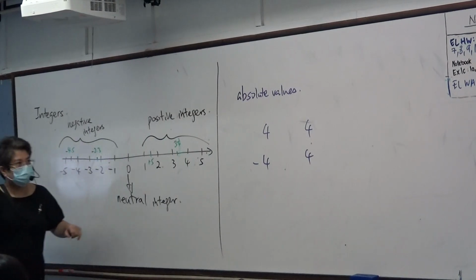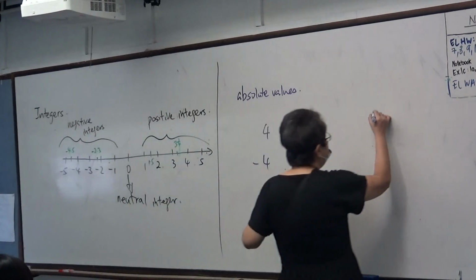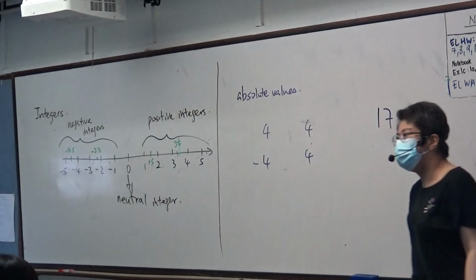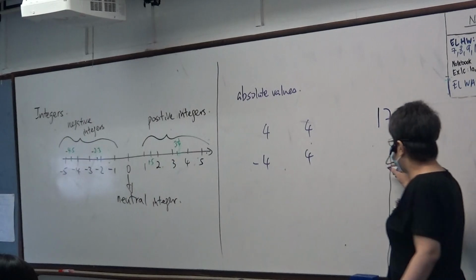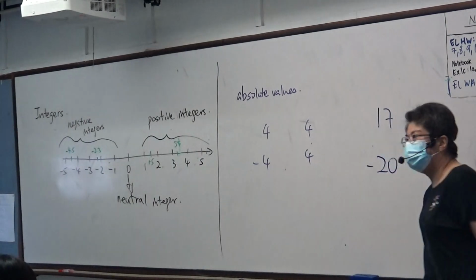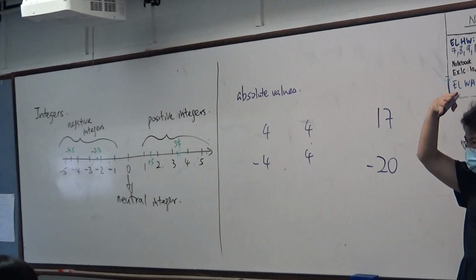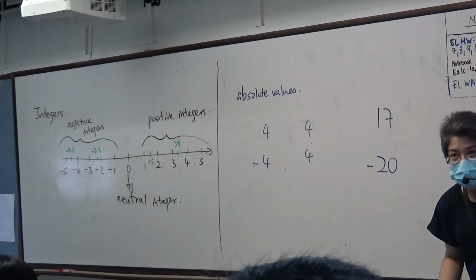Everybody clear? So, let me ask you. What's the absolute value of 17? 17, no? What's the absolute value of negative 20? 20, because it's 20 to the left. That's all. Everybody clear with what I'm saying?